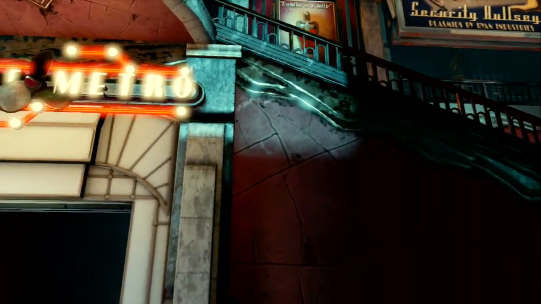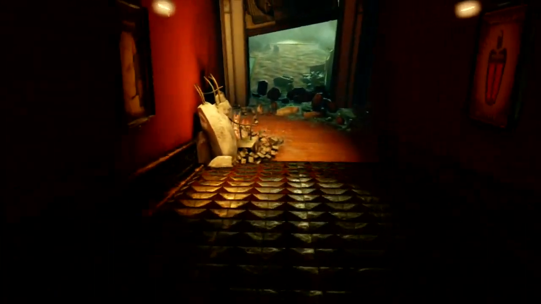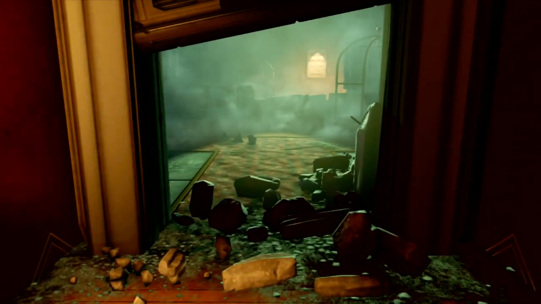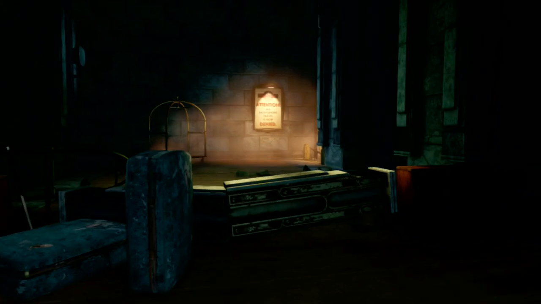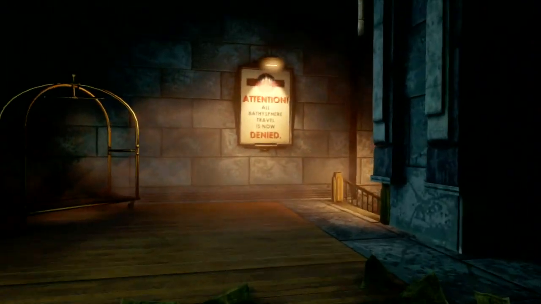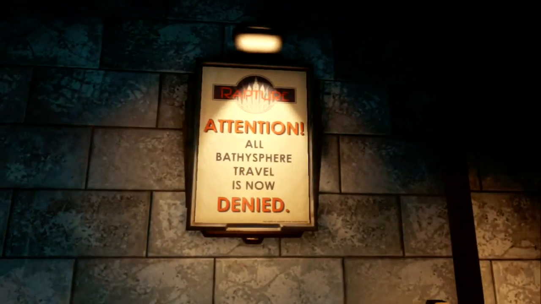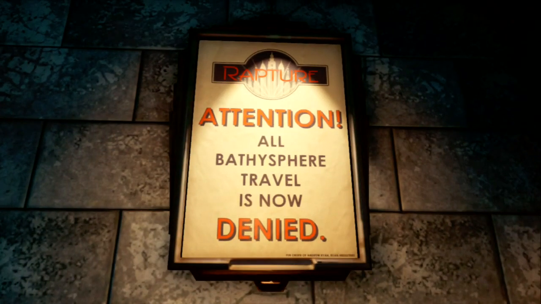For those of you that have played BioShock 1, the original, you might remember the stipulation that as Rapture was on lockdown, the only person that could use the bathyspheres was Andrew Ryan, and you as Jack could somehow use them as well, and then you find out you had some of his DNA or you were cloned from him or whatever. So here you can see, "Attention, all bathysphere travel is now denied."